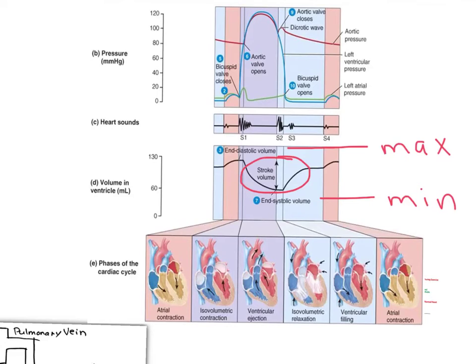So here we have isovolumetric contraction. This is where both the AV valves and the semilunar valves are closed, so that's going to represent the maximum amount of blood that's going to be in the heart during that cardiac cycle.